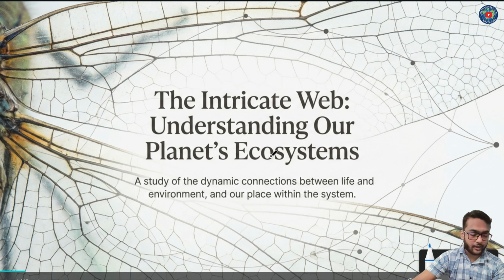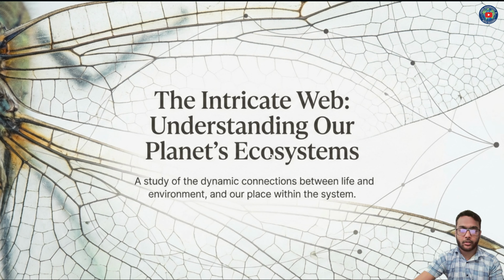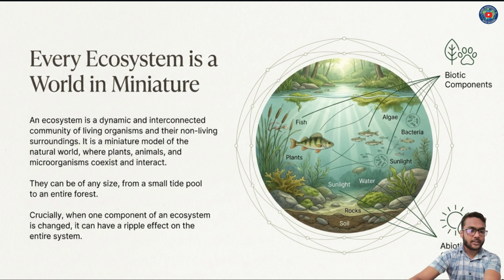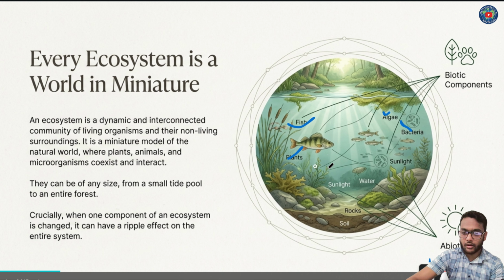Good morning everyone. In this class we are going to discuss ecosystems and human ecology, that is the relationship between humans and our surrounding environment. Okay, now what is an ecosystem? An ecosystem is a dynamic and interconnected community of living organisms and their non-living surroundings. Fish, plants, bacteria, and algae are all living organisms, and their surroundings mean sunlight, water, rock, and soil. All this is known as an ecosystem.